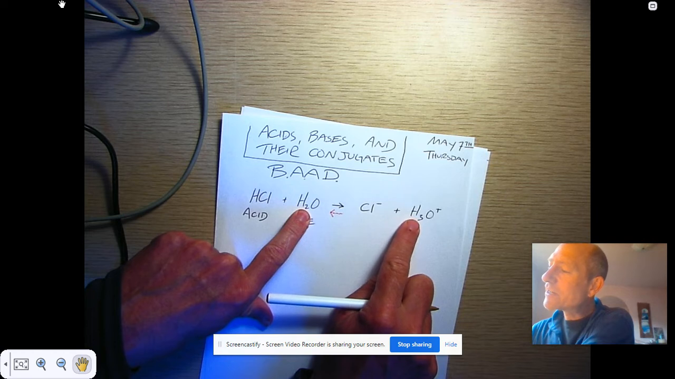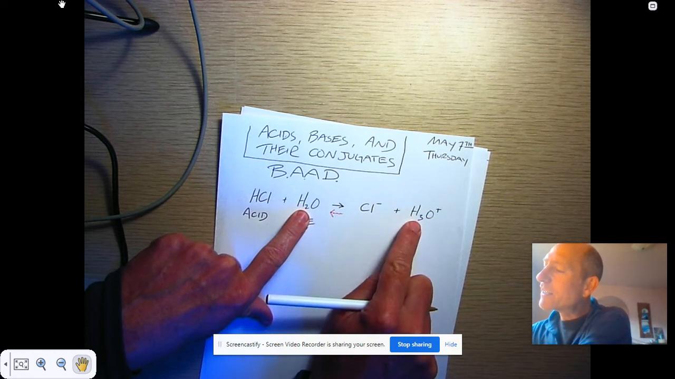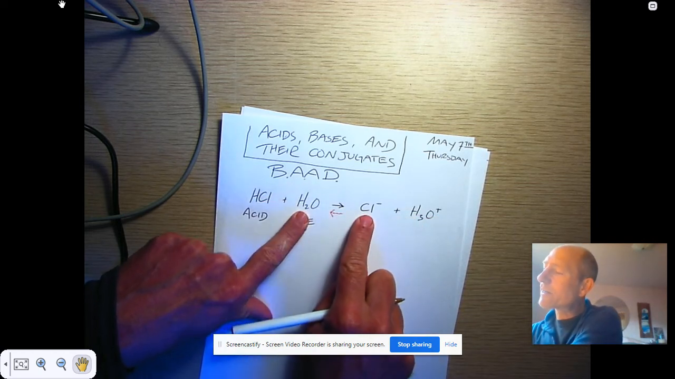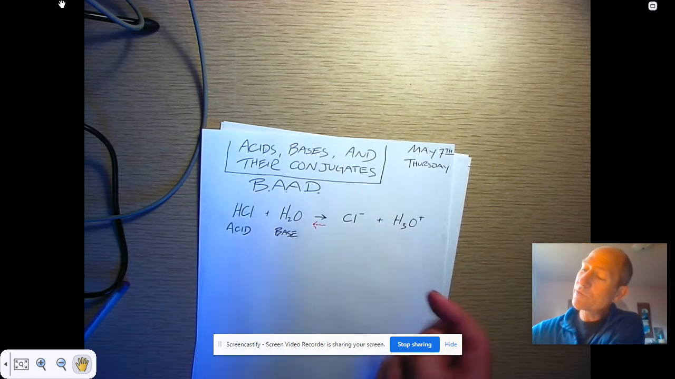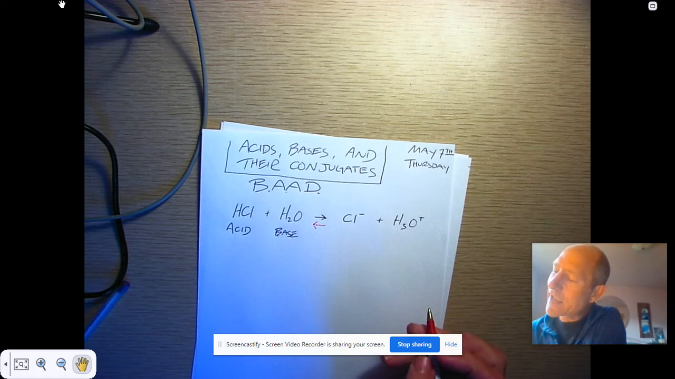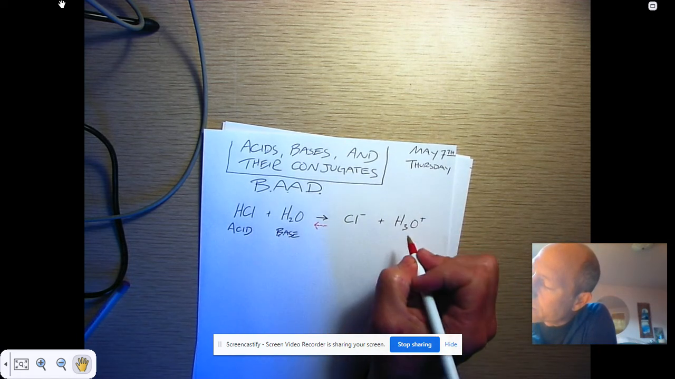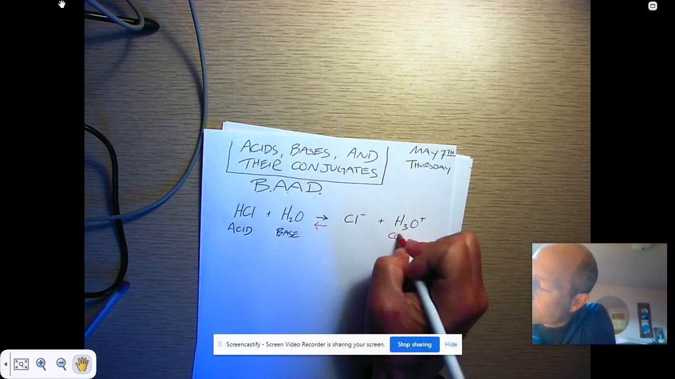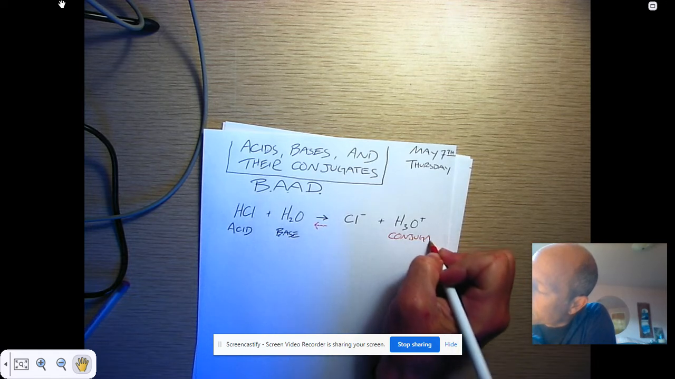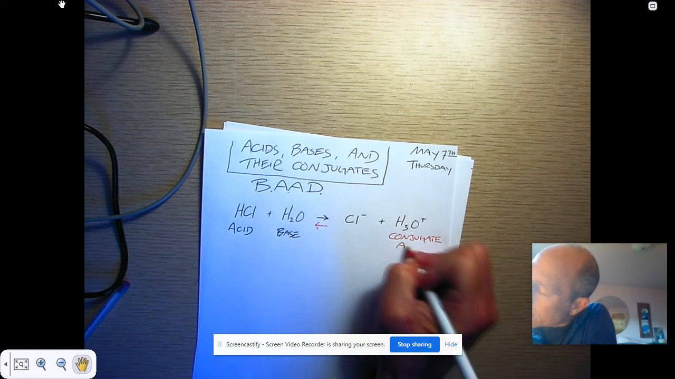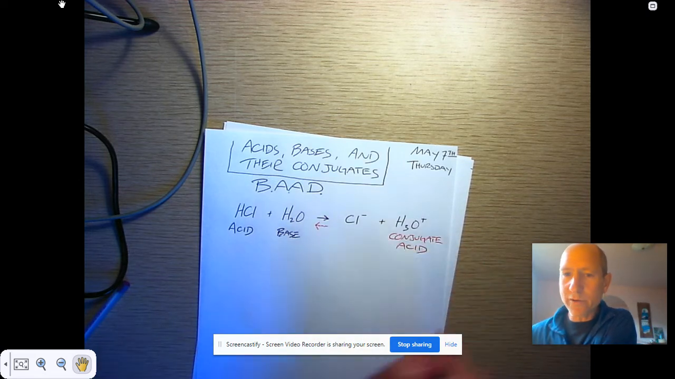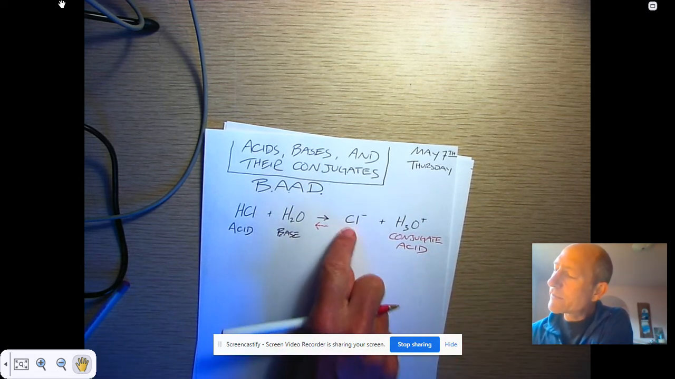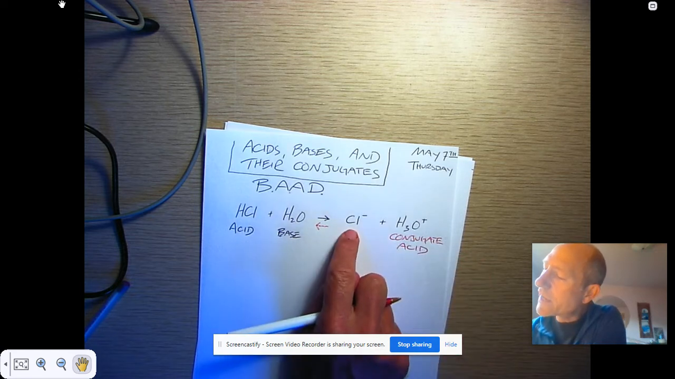See that extra H plus right there? It could give it to the chloride right there. So this hydronium could, if the reaction went backwards, act like an acid. So what we call this hydronium is a conjugate acid. It could potentially act like an acid if the reaction went back the other way. And this chloride right here could act as a base.